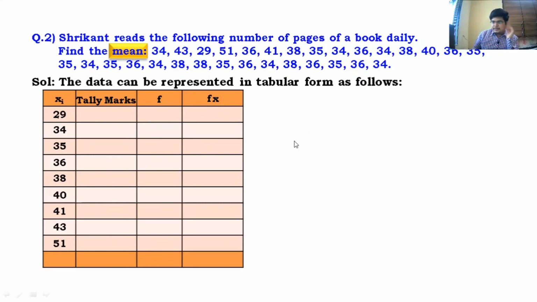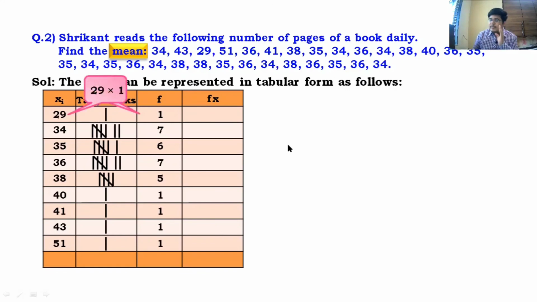Find the frequencies. All right, I hope you have found the frequencies. So check whether your frequencies are right. The frequencies should be 1, 7, 6, 7, 5, 1, 1, 1, 1. Now after doing this, we have to look at the formula. In the formula we need Fx. So you have to multiply X with F. So 29 into 1 is 29. 34 into 7 is 238 and so on. You have to multiply all the values of F into X.